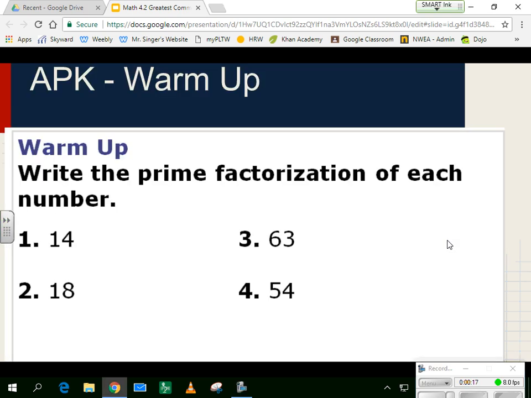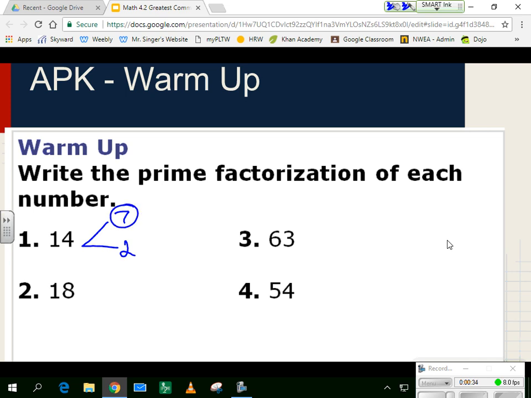All right, here's your warm-up. 4 numbers. Write the prime factorization of each. So use your little factor tree, and I'll even do one with you. 14, what are 2 factors that make 14? Did I hear you say 7 and 2? That is correct. Now, if it's prime, circle it.